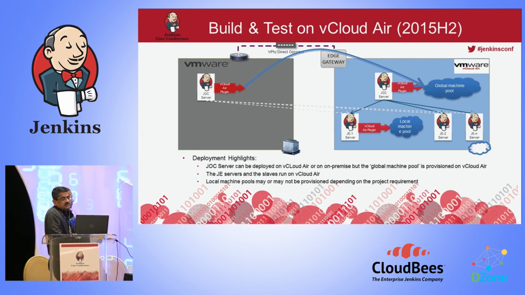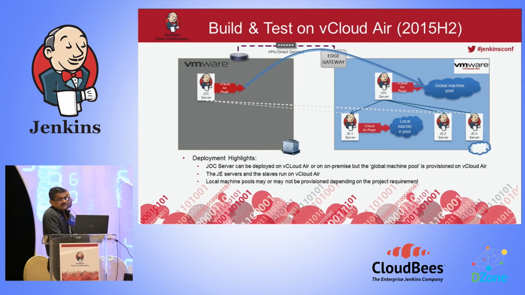So with this, you can now have build and test environments in vCloud Air and manage all those different instances from a single console from Jenkins Operations Center. Each of the Jenkins masters could be used by different teams, but one admin can now have a complete console. But the key here is Jenkins Operations Center has the concept of a global resource pool, and the global resource pool is always set up in the cloud.